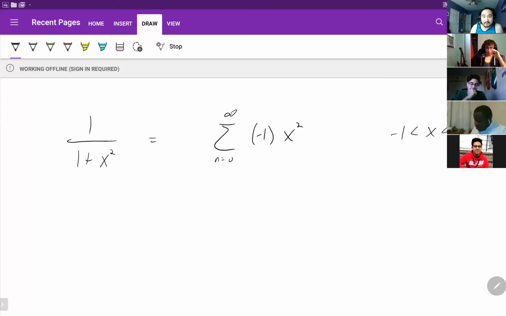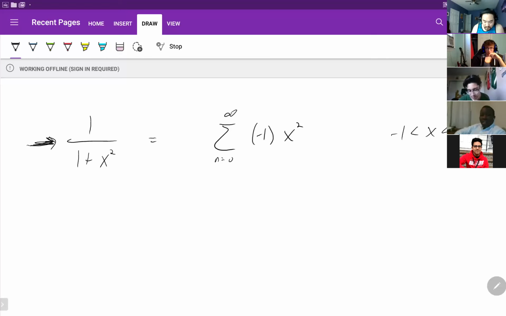Wait, wasn't it -1 to the n? Integration? Oh wait, no. Oh, integration. No, this function right here. It doesn't look familiar. Oh, yeah. Because like we did explain how it's like, yeah. The one we just did beforehand.